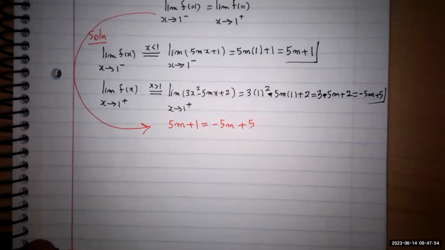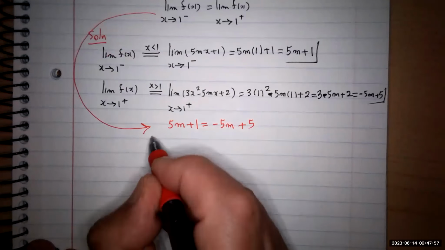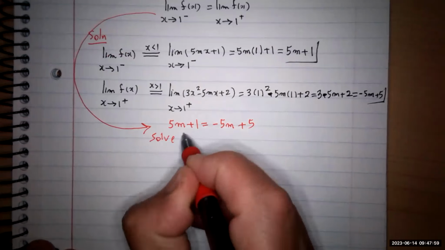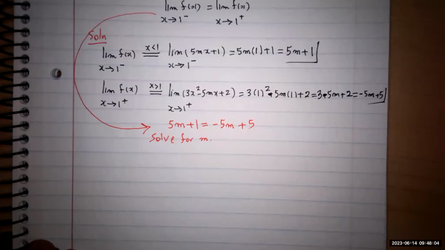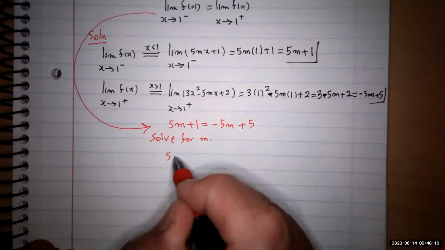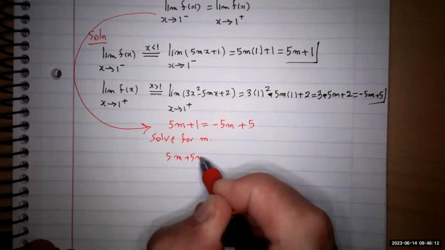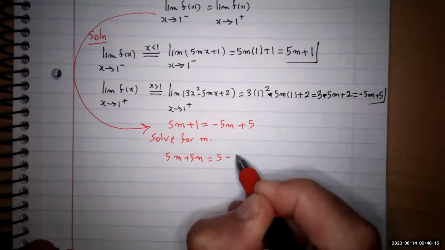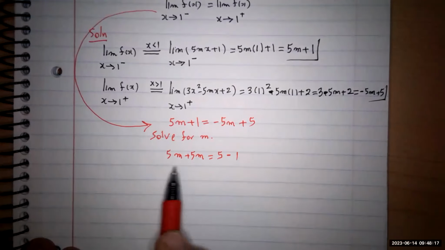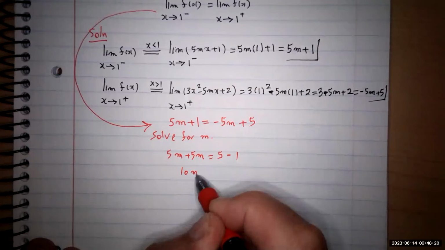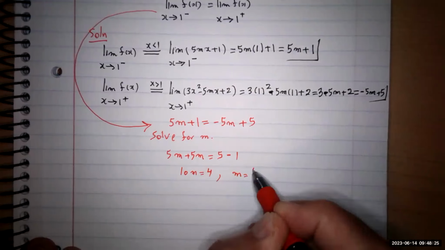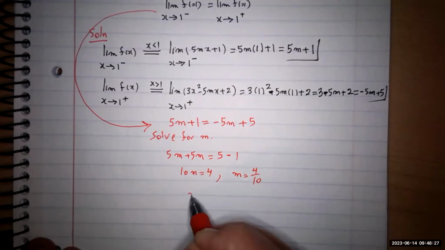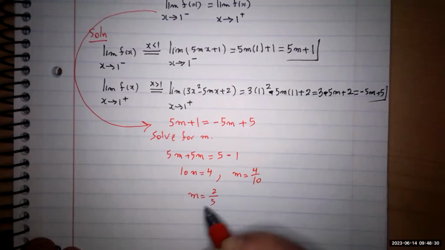Now you solve for m, because this is the unknown that you are interested in. So you have to form that equation first. It's going to be 5m plus 5m and the 5 minus 1. Okay, 5 and 5 would be 10. We get 10m equal to 4. So m would be equal to 4/10. You simplify it, m would be 2/5.